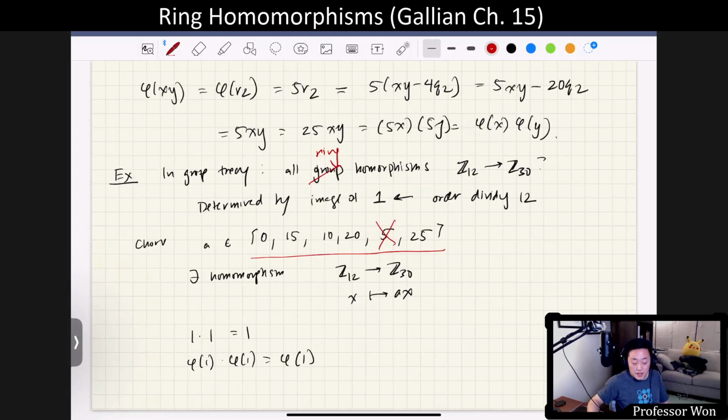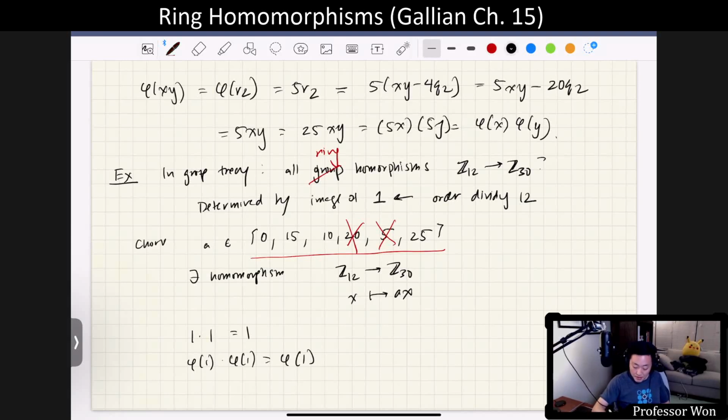But 20 is no good because 20 is the same thing as -10. So -10 times -10 is 100, which is 10. So if we sent 1 to 20, we would send 1 times 1 to 20 times 20, which is not 20. So that rules this out. Okay, but 10 times 10 is 10 modulo 30 because it's 100. 15 times 15 is 225, which is 210 plus 15, so that is 15 modulo 30, and then 25 is -5. So -5 times -5 is 25. So all the rest do obey A times A equals A. And then it turns out that all the rest are actually ring homomorphisms.